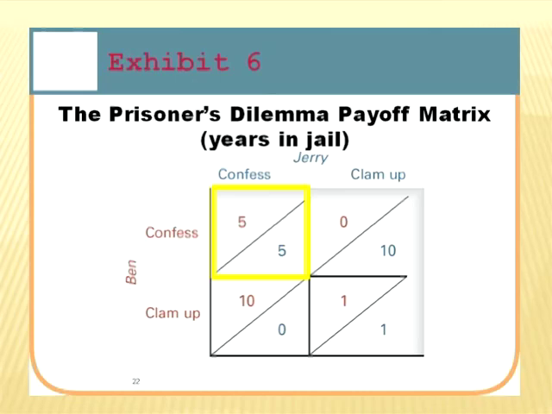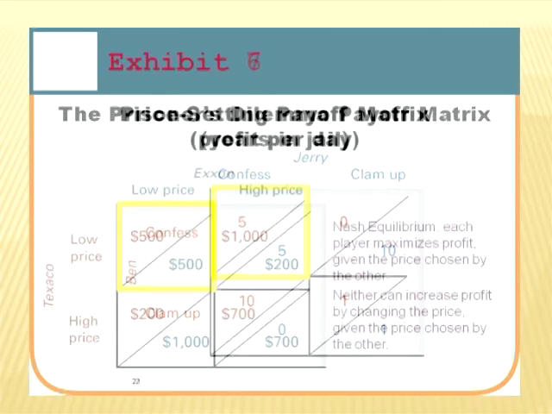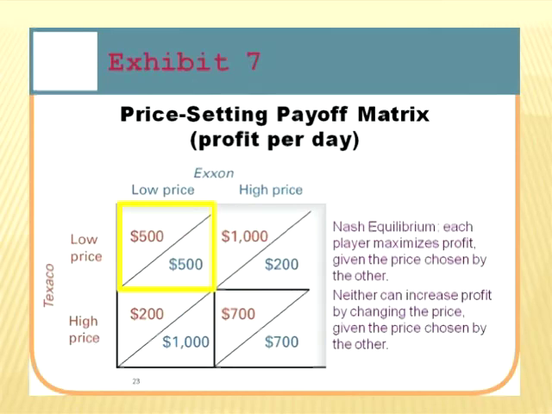Notice the pressure here in both cases is for you to confess, because if you confess, then you think you may be better off. Could do the same thing with prices. Same thing would happen with prices where if you charge a high price and your competitor charges a low price, then you're not going to be as well off, and your overall profits will go down.